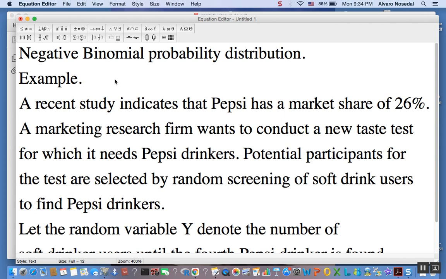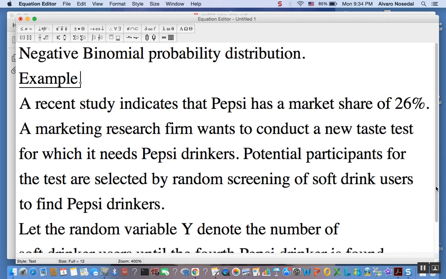Before, when we were talking about the geometric distribution, we talked about a random experiment similar to this one, but the random variable was defined differently. So let me remind you what we did. What's the random experiment? And then I'm going to underline the difference between what we did back then with the geometric distribution and what we're going to be doing now with the negative binomial probability distribution.